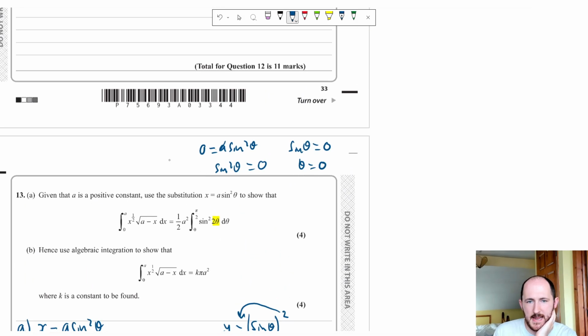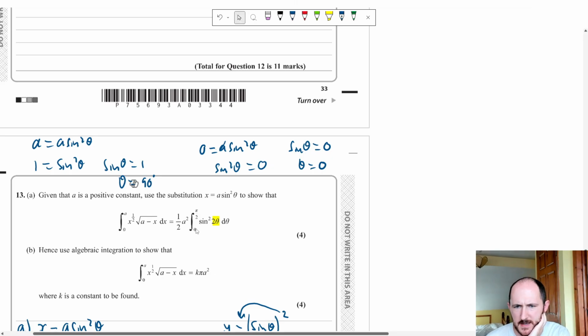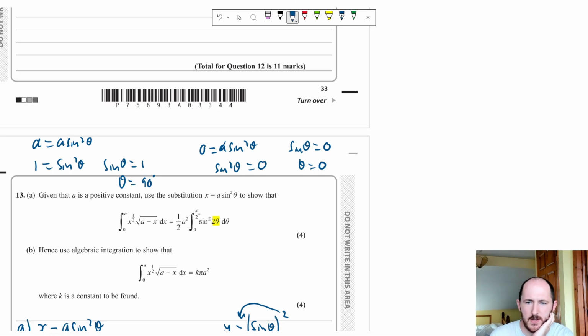Now let's sub in a. So we get a is equal to a sine squared theta. Divide both sides by a. We get 1 equals sine squared theta. So we get sine theta equals 1. So theta equals 90 degrees. In fact, is this meant to be in radians? Yeah, it's pi over 2 radians. So there we go.